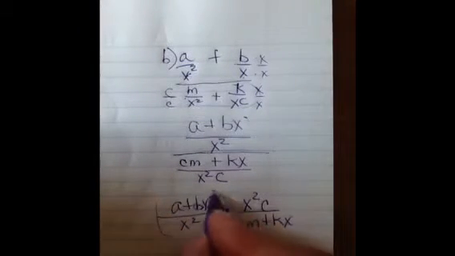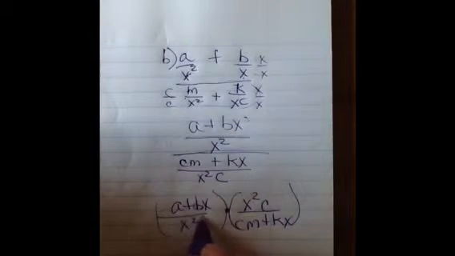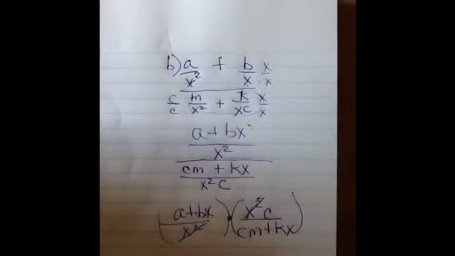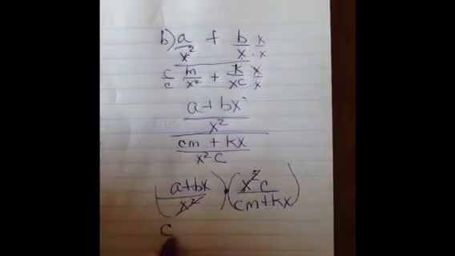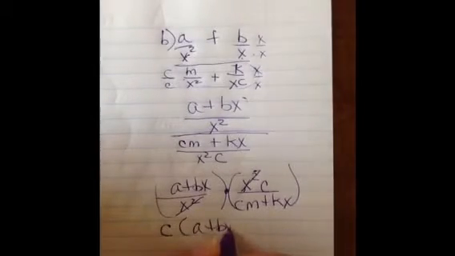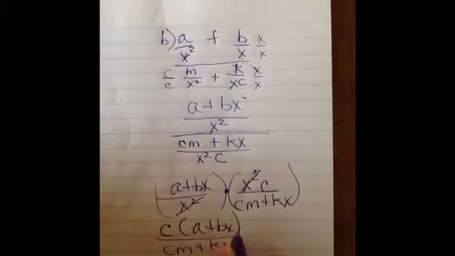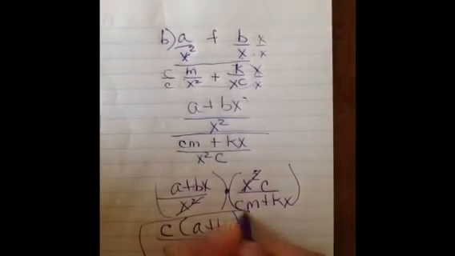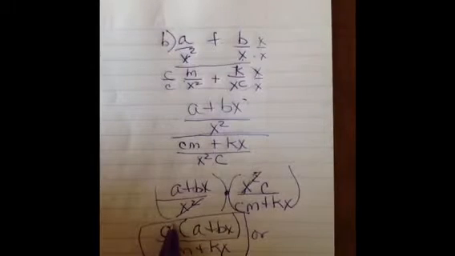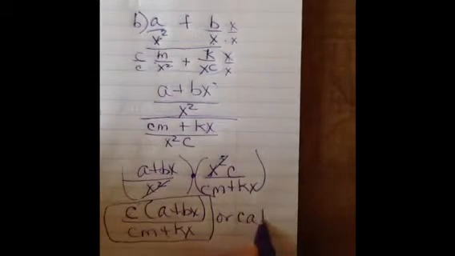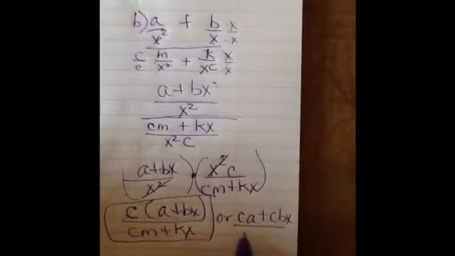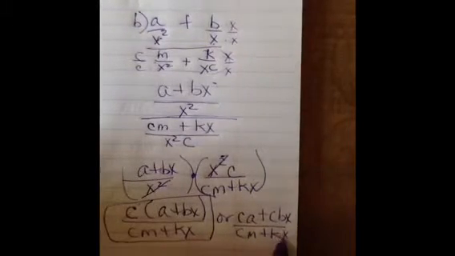Now, since these are factors, I can cancel and cancel. And when I do that, this is what I get. I could say c times a plus bx all over cm plus kx. That would work. Or I can distribute. You cannot cancel these because of this unforgiving plus sign. So now I could write ca plus cbx all over cm plus kx.